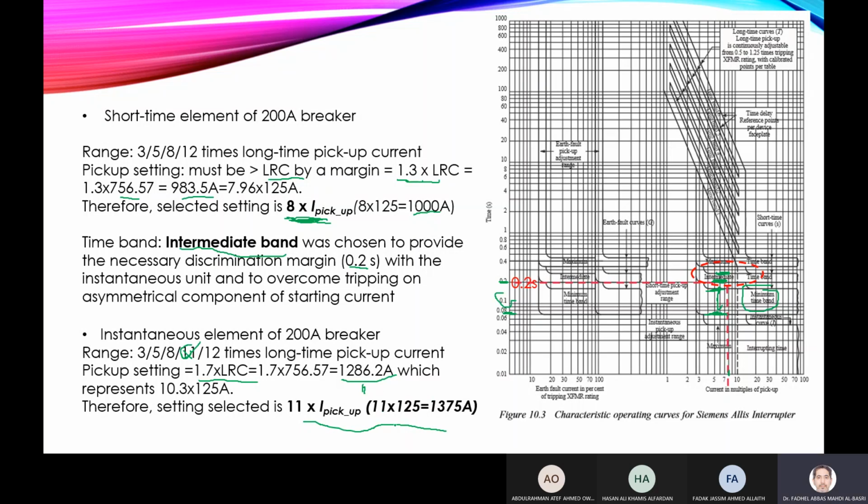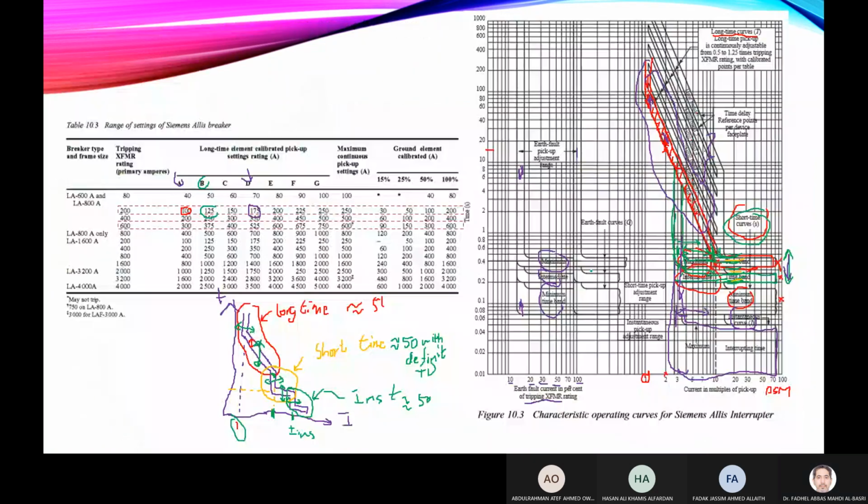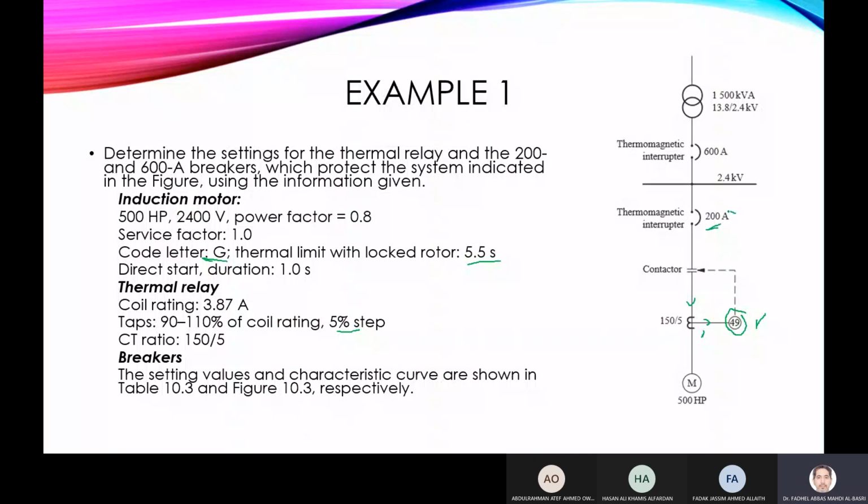So I'll choose now 11 times 125 as your pickup setting for the instantaneous element. I'm finished from this breaker. Now, how do I choose this breaker timing, assuming I also have motors fed from the same bus bar?